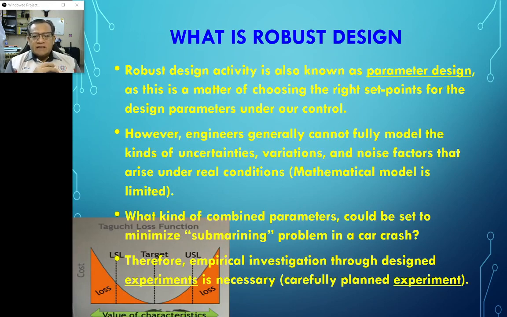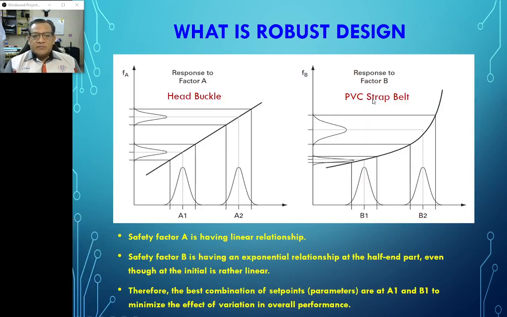So let's take a closer look at the mechanism of robust design. It says that robust design activity is also known as parameter design, or you are designing the best set point for that product. As this is a matter of choosing the right set point, right? The right set point is like this. You are choosing A1 and B1 as the best combination to test A against B factors, right?